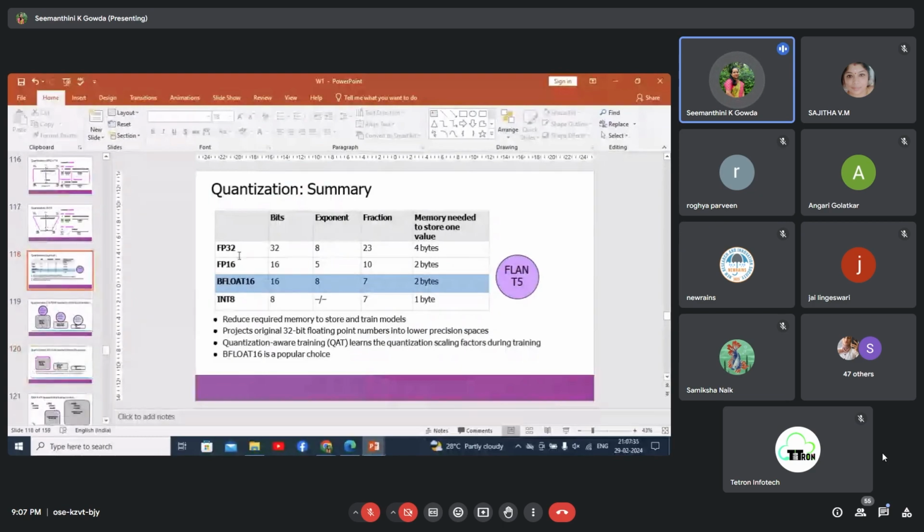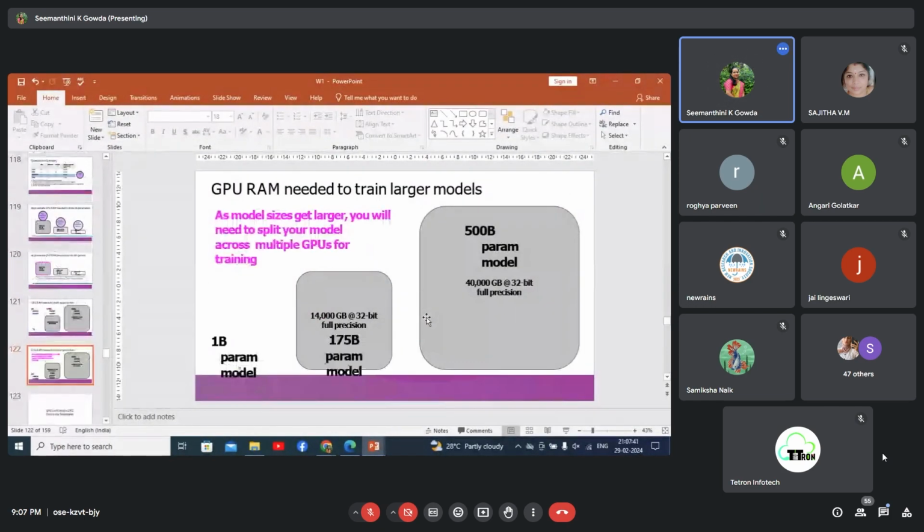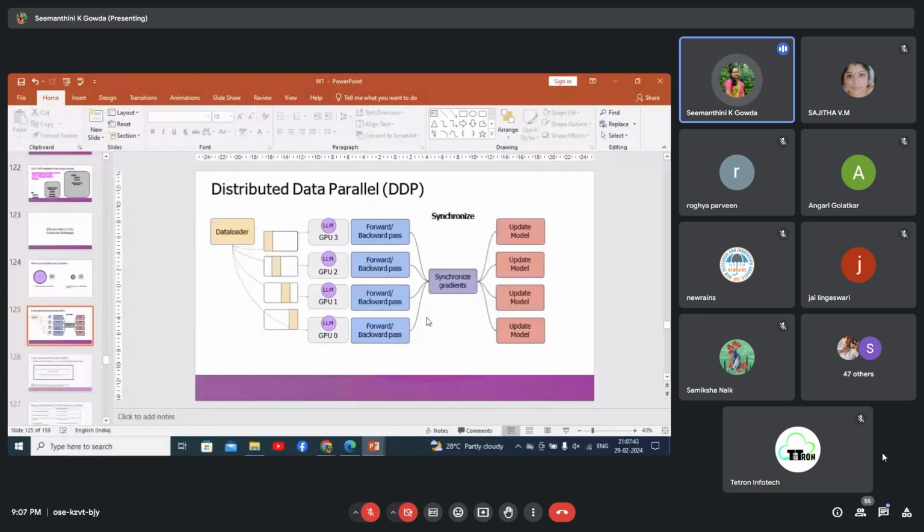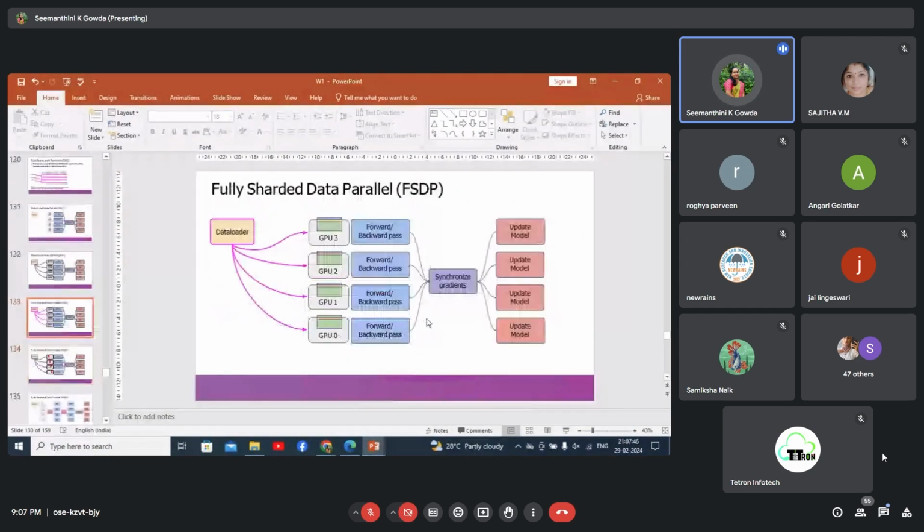And we have different methods or variations to perform the quantization. That is also one of the examples we have seen. And this is with respect to the concept of generative AI.